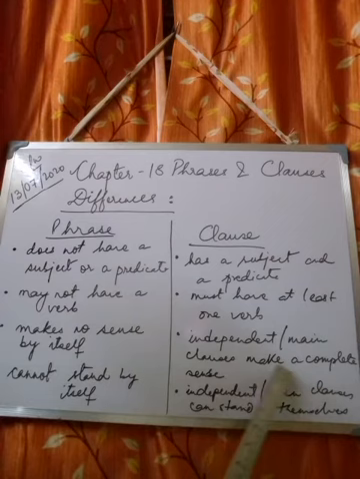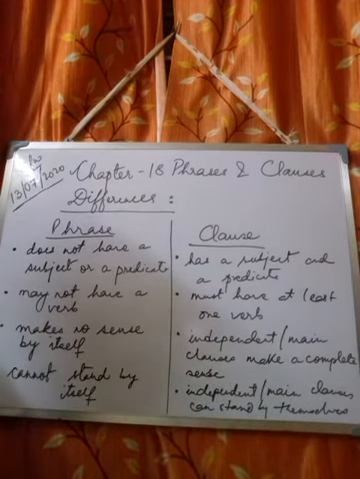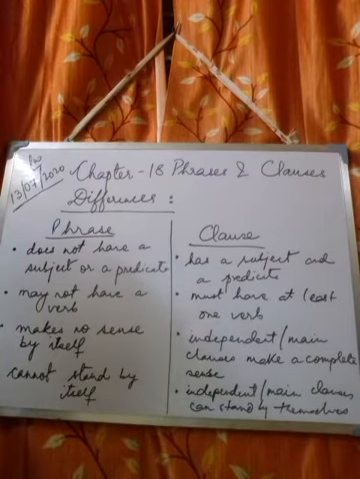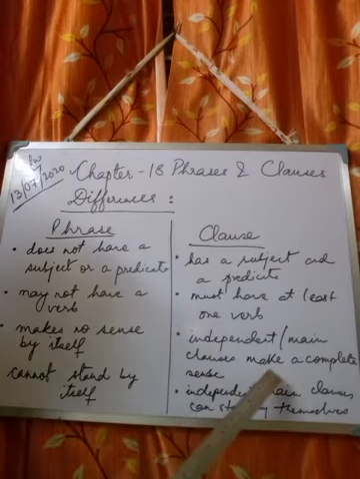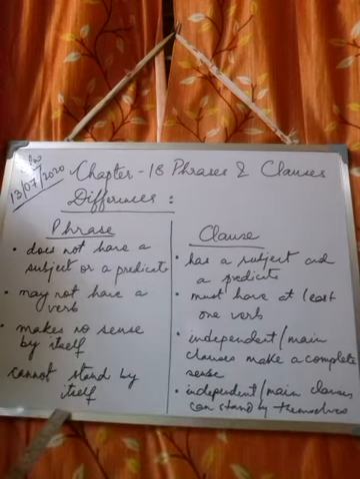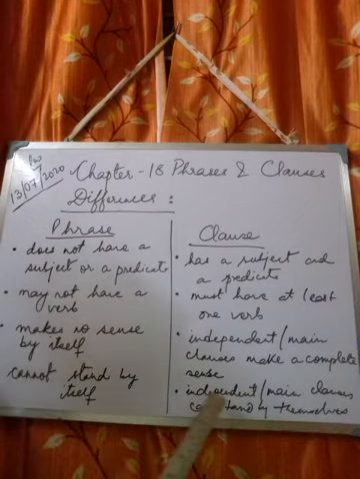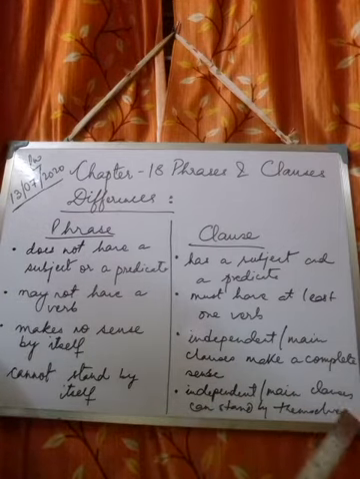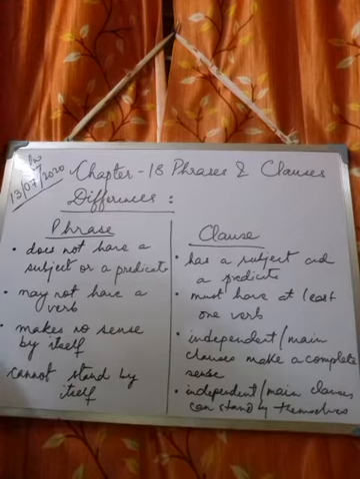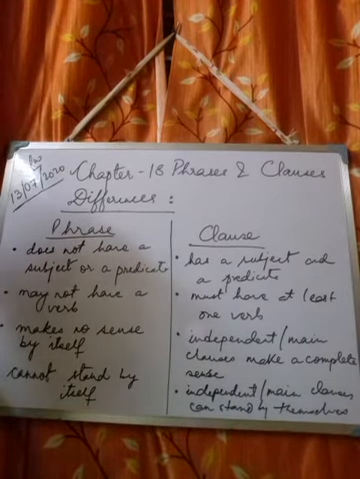Independent or main clauses make complete sense, just like we have learned in the previous example. An independent clause or main clause does make complete sense. A phrase cannot stand by itself, because it needs the help of the other words or other parts of the sentence in order to complete its meaning. Vis-a-vis, an independent or main clause can stand by itself because it makes a complete meaning.